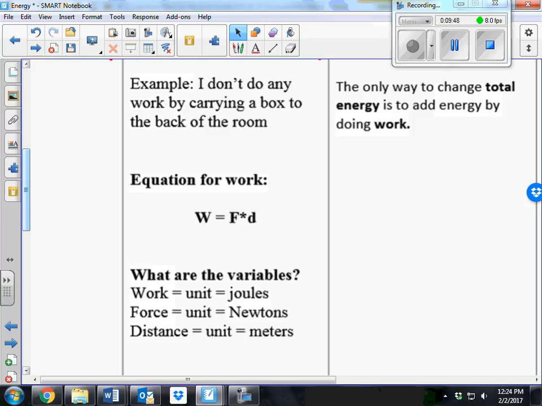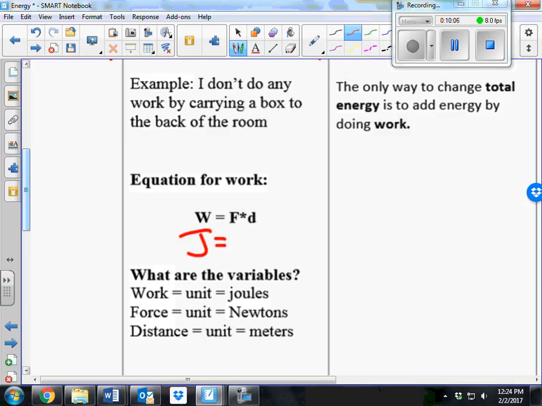I also made you equate that to gravitational potential energy, because when you break down that equation, they actually turn out to be the exact same equation. So therefore, running up the stairs, you do as much work as you do in terms of gaining gravitational potential energy. So the unit for work is joules.